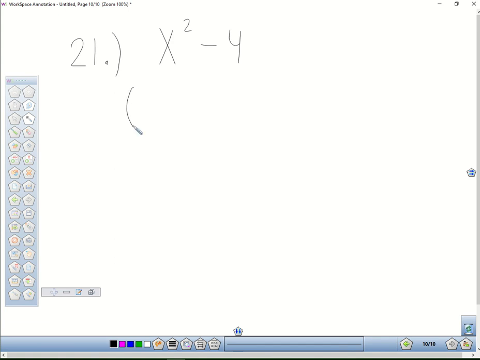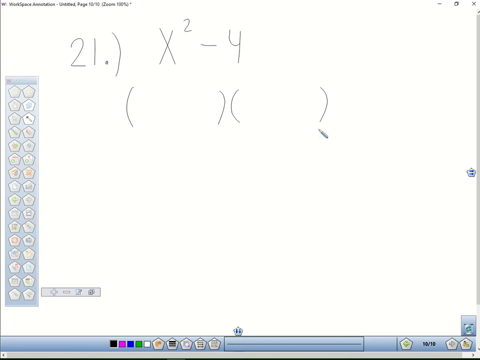So for this question, what you're going to do is write 2 sets of parentheses, okay? Now, the first thing you always want to check is, do we have a GCF? And the answer is no. So this time, you're not looking for your question to be in the form ax squared plus bx plus c. What you're looking for is, for each of those two terms, can you take the square root of them? Yeah. You can take the square root of both of those.